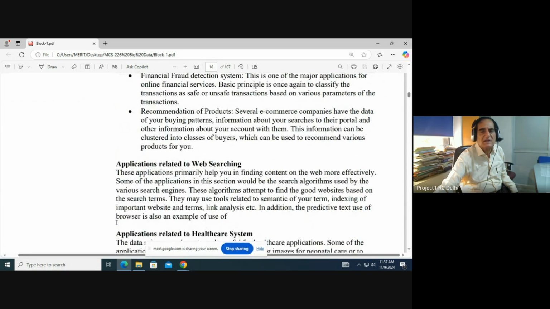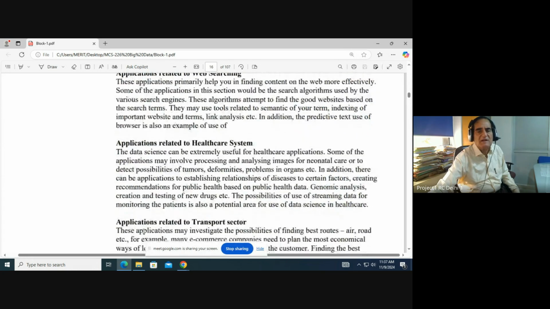So applications related to web searching. Web searching से क्या, आप finding content on the web more effectively, कैसे web को interesting बनाना है. These are the things, again data science helps in this. Healthcare system में which medicine, what are your deformities, what are the problems, how the things are there.